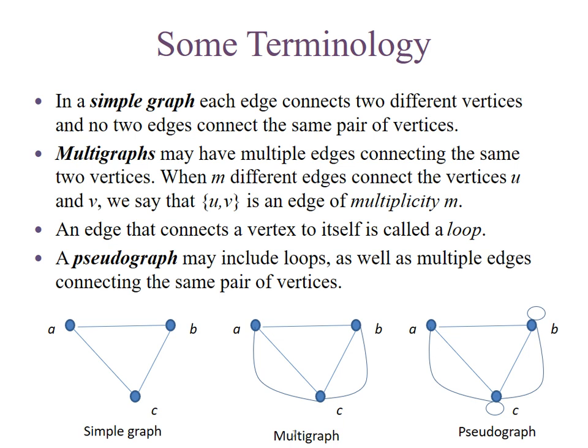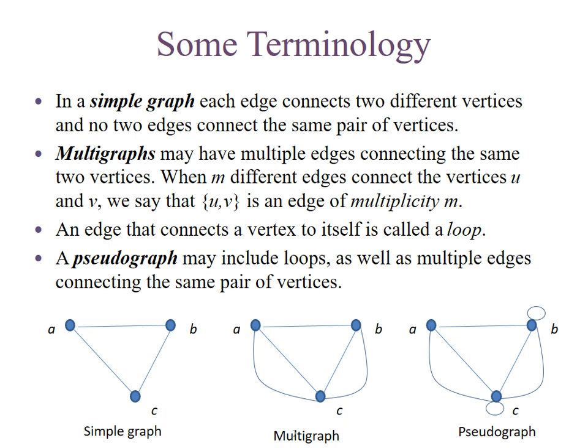Next, let's see different types of graphs. The first one is the simple graph. If each edge connects two different vertices and no two edges connect the same pair of vertices, then we call this a simple graph. In this case, we have the edge connecting A and B, so that means we have an edge connecting two different vertices. And for the pairs AB, BC, and CA, we have no two edges for the same pair.